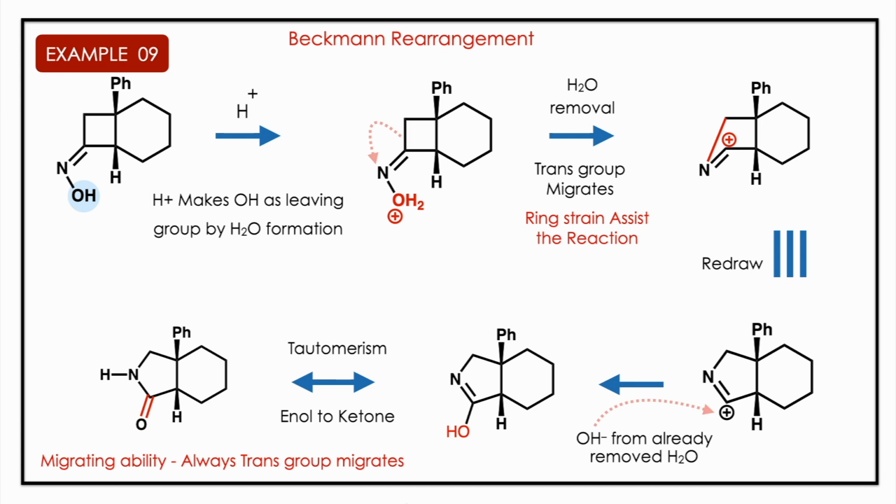Then OH minus from water attacks the cation. You have the enol. Then the enol is converted into a ketone by keto-enol tautomerism. So the final product is a ring-expanded amide. The concept you have to learn here is that ring strain can assist the Beckmann rearrangement.